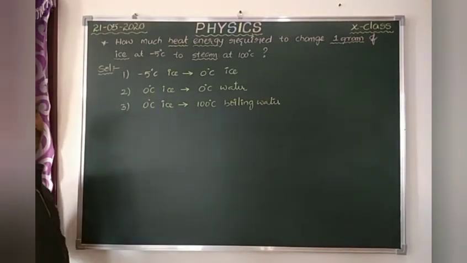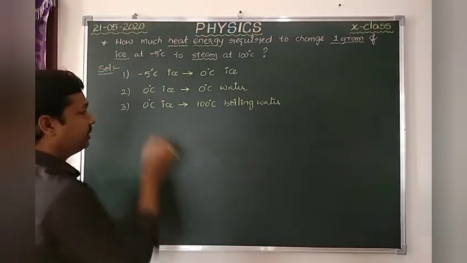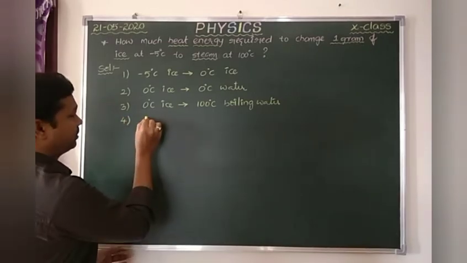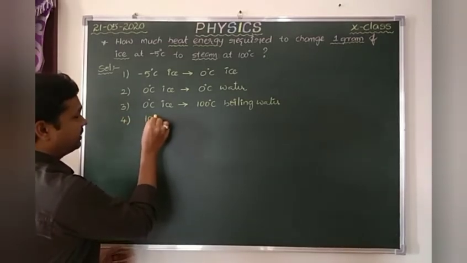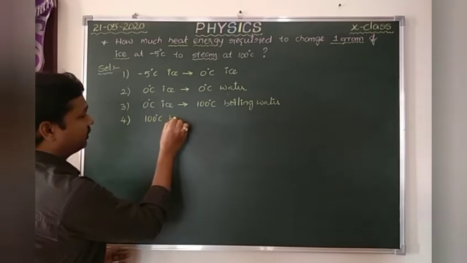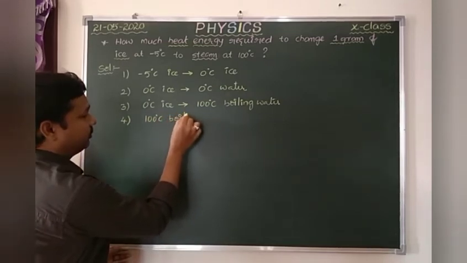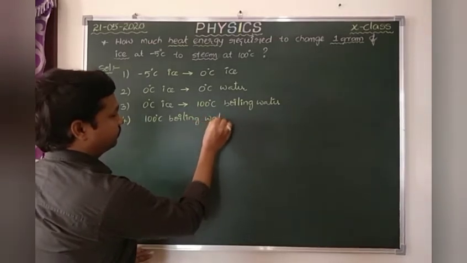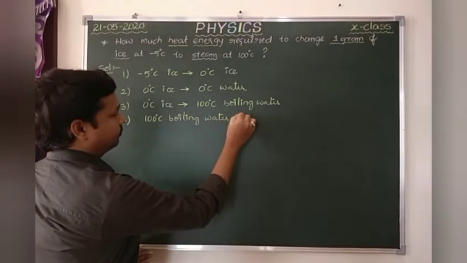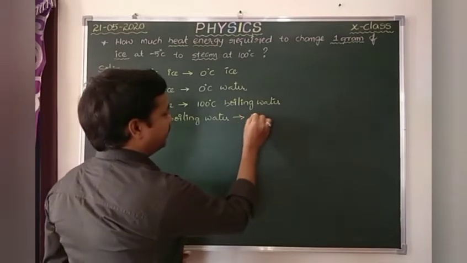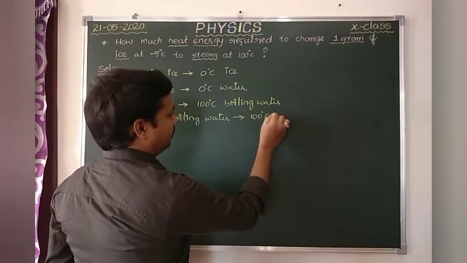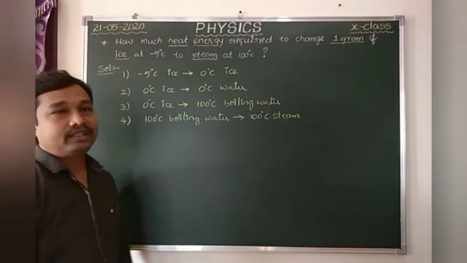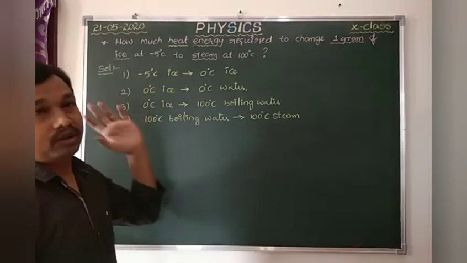Again, boiling water, still we are supplying heat energy to it. Then what changes happen? 100 degrees Celsius boiling water changes to steam, 100 degrees Celsius steam. Okay, these are the changes that happen in ice.